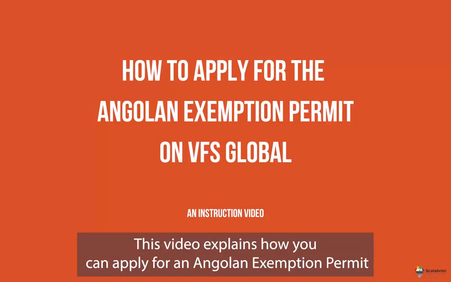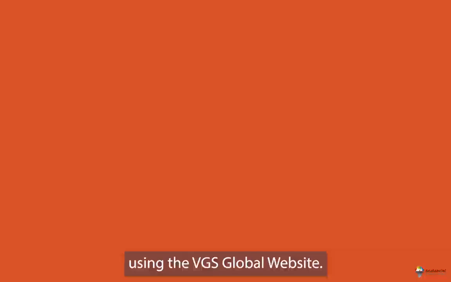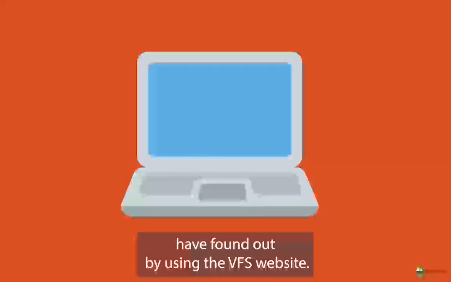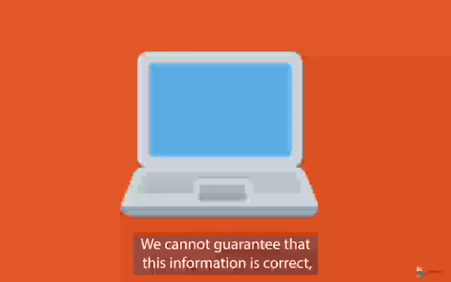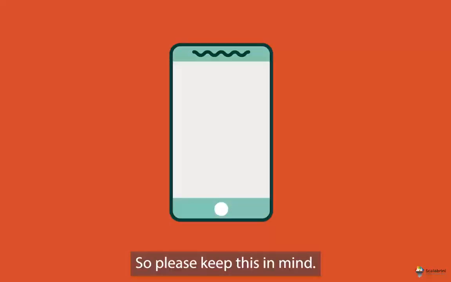This video explains how you can apply for an Angolan Exemption Permit or AEP permit using the VFS Global website. This video is using information that we at Scalabrini have found out by using the VFS website. We cannot guarantee that this information is correct, as this video was made in September 2021. Information can also change, so please keep this in mind.